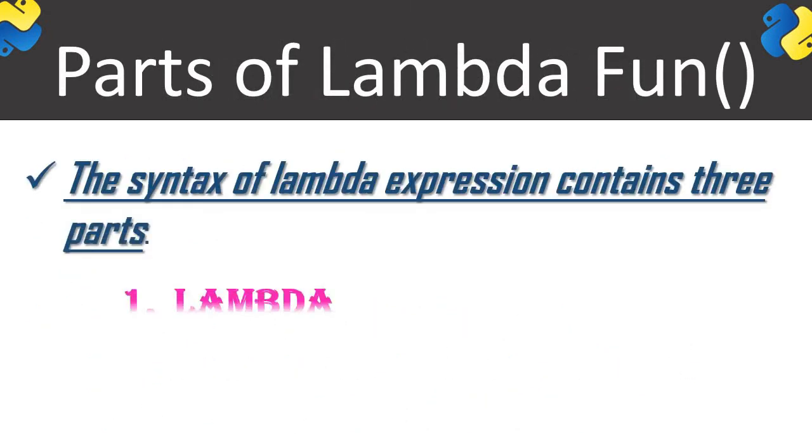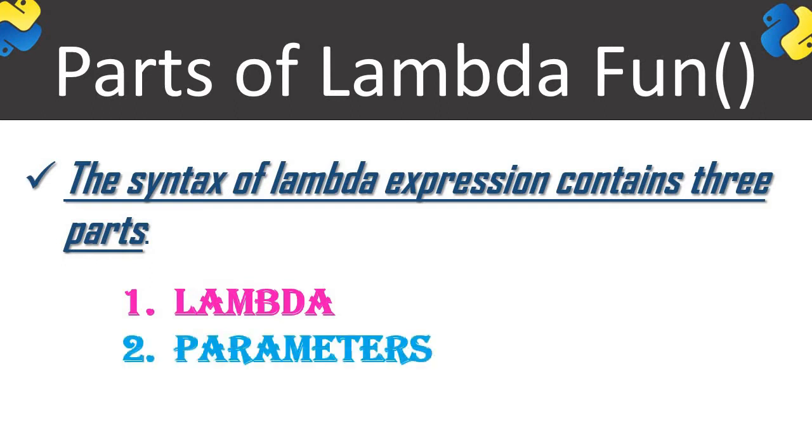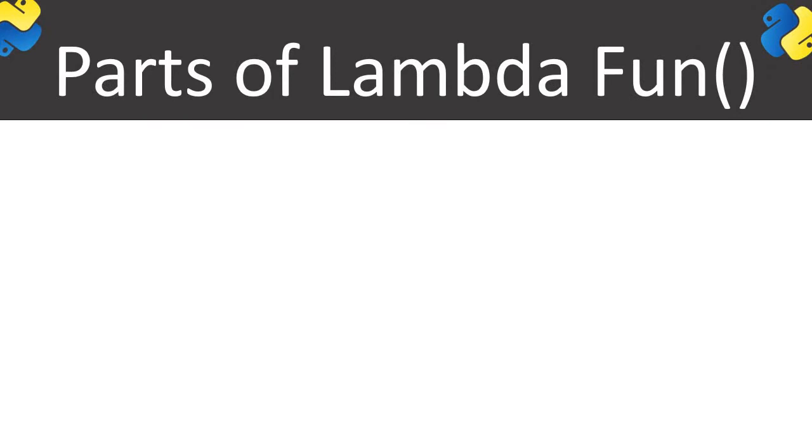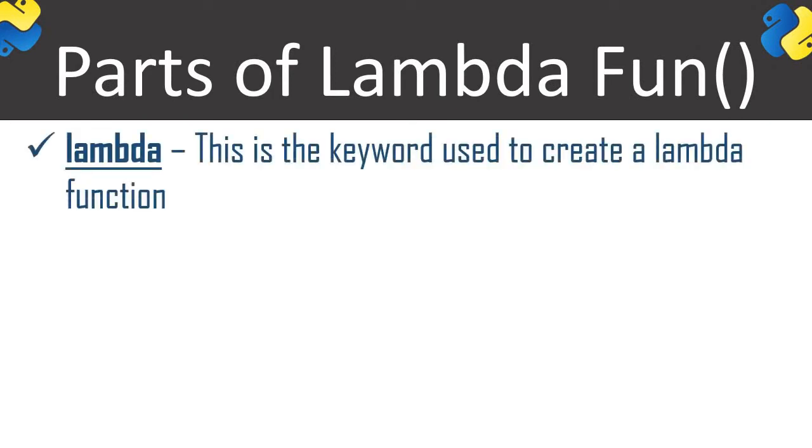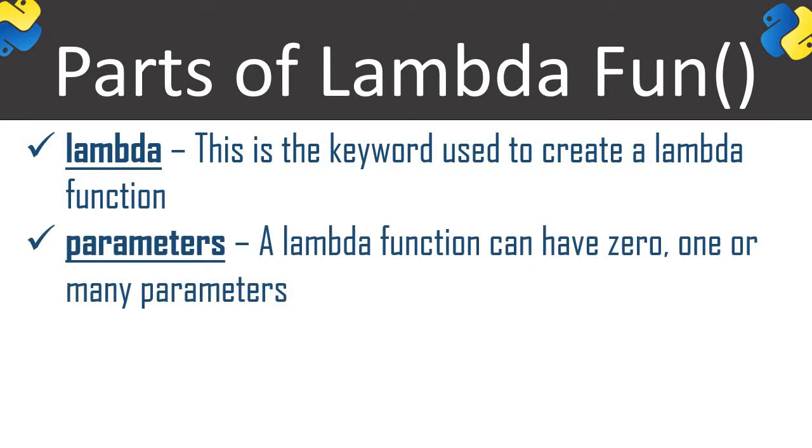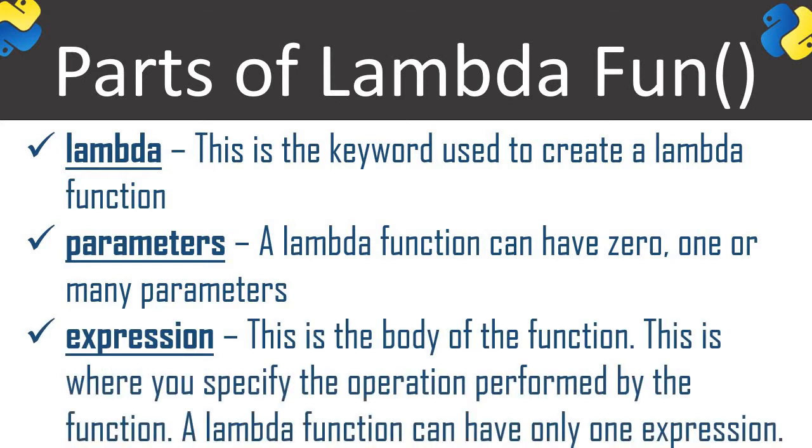So we have three parts in a Lambda function. First is the Lambda keyword, then the parameter, and then the expression. Lambda is the keyword that we use to create a Lambda function. Parameter is the variable we are going to use in our Lambda function. And the expression is the body part of the function. Like we have a body in our traditional function, in a Lambda function we have the expression as the body of the function.